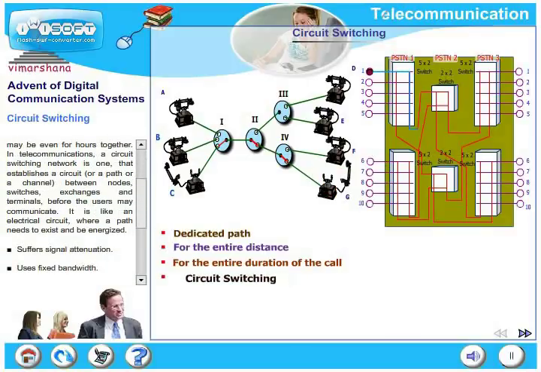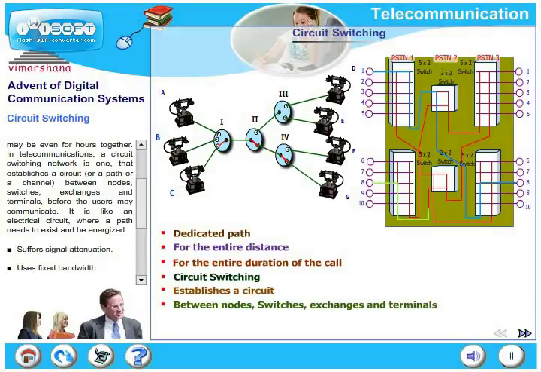In telecommunications, a circuit switching network is one that establishes a circuit or a path or a channel between nodes, switches, exchanges and terminals before the users may start communicating. It is like an electrical circuit where a path needs to exist and be energized.